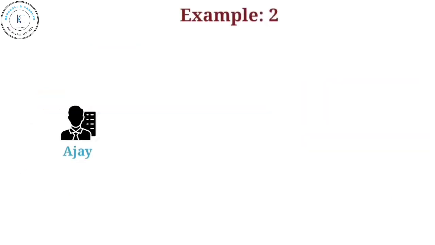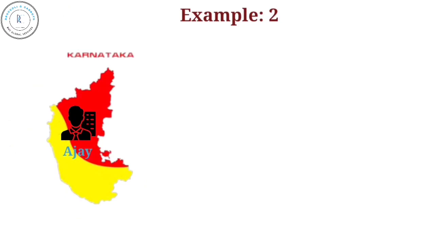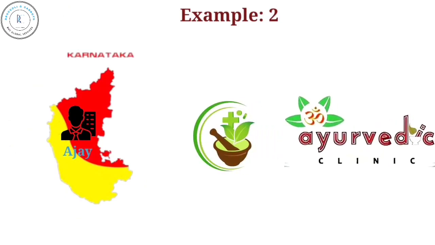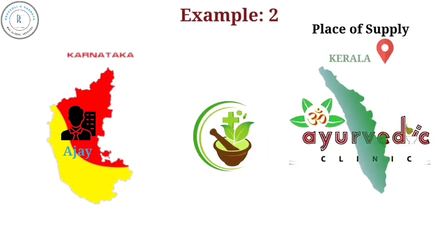AJ, a chartered accountant, Karnataka, has been advised to take an Ayurvedic treatment at Om Ayurvedic Center in Kerala. Place of supply will be Kerala, and CGST and SGST will be levied. So, that is all for this topic.